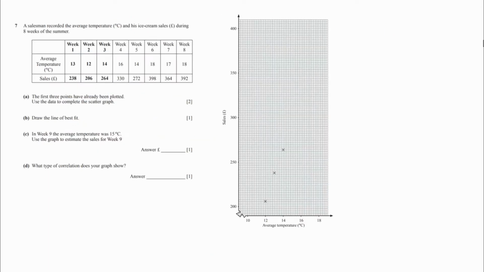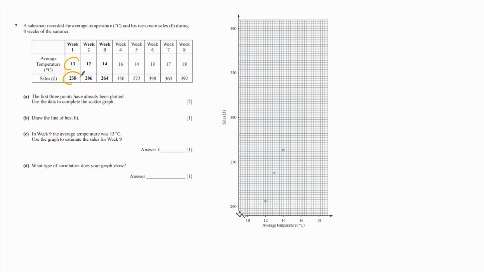A salesman recorded the average temperature in degrees C and his ice cream sales in pounds during 8 weeks of the summer. So we have average temperature and we have sales in pounds. For 13 degrees C, 238, and it just goes up, as we can see. The first 3 points have already been plotted. Use the data to complete the scatter graph.